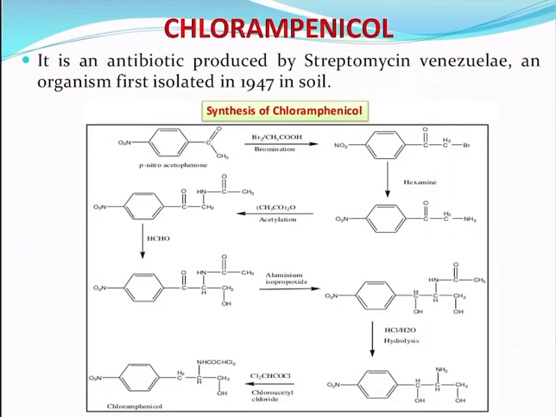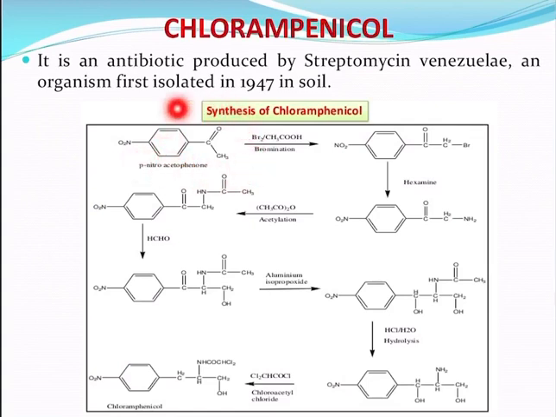So next is, let us see how chloramphenicol has been synthesized and what it is and how it works and what are its uses in the treatment of various diseases. Chloramphenicol is an antibiotic produced by Streptomyces venezuelae, an organism first isolated in 1947 from soil. Now let us see how we are going to synthesize it.